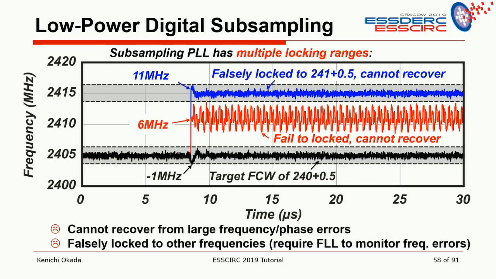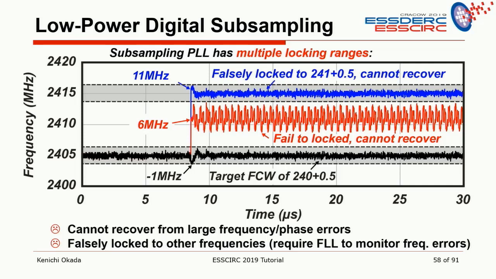For example, this is the initial state, and after here, this is actually a simulation result, we put some artificial minus 1 megahertz frequency jump here. And this gray part is the locking range for this subsampling PLL operation mode. This small 1 megahertz disturbance can be okay even for subsampling operation. After the 1 megahertz disturbance, it can be locked like this. But if we put a 6 megahertz disturbance, in this case it fails to be locked. So there is no going back, just applying the subsampling operation.